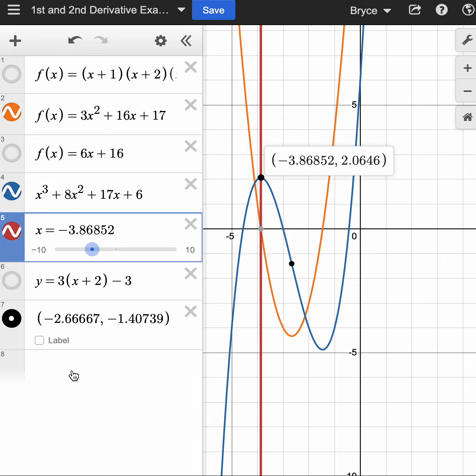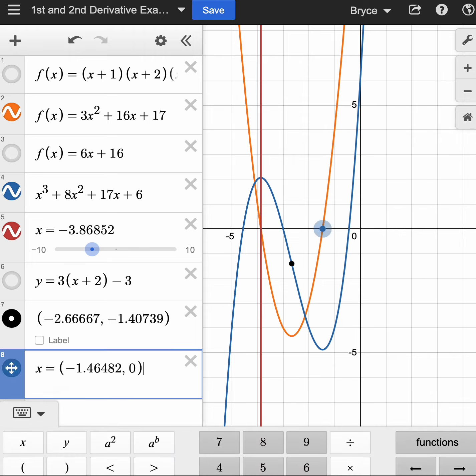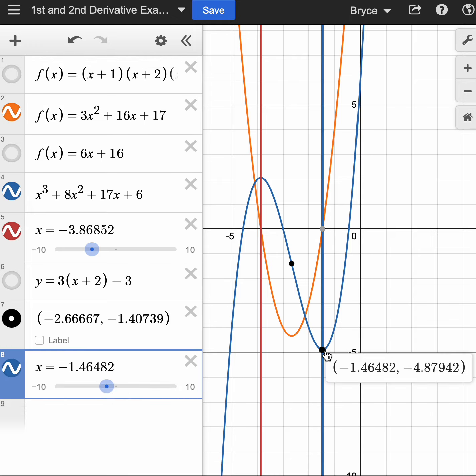And then you are also able to do this with the relative maximum, you can do this with the relative minimum. And you can find the exact coordinates. And this is the many ways you can use the first and second derivative test.